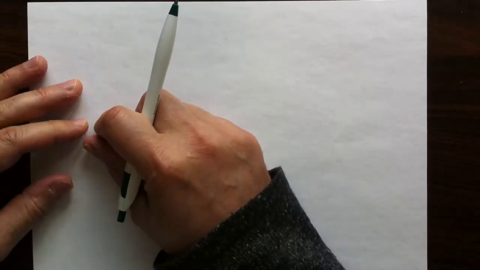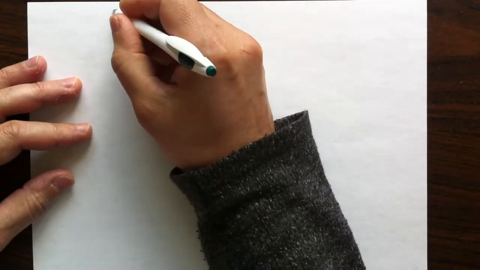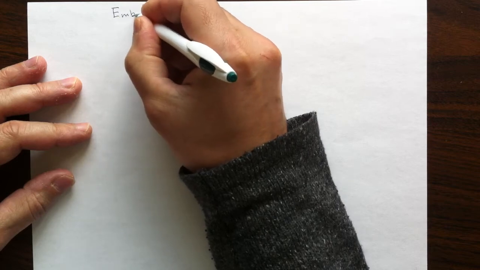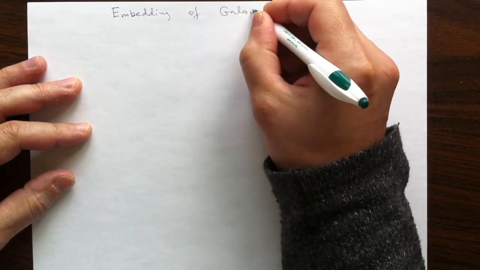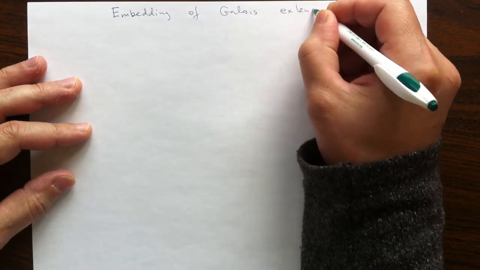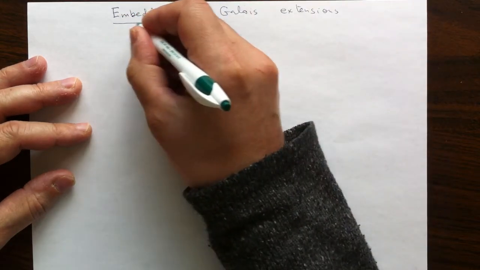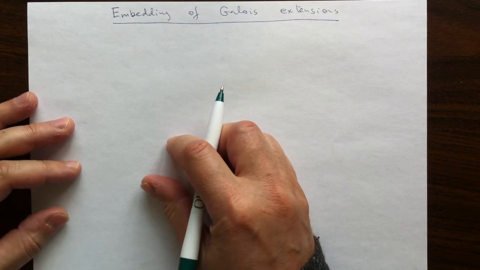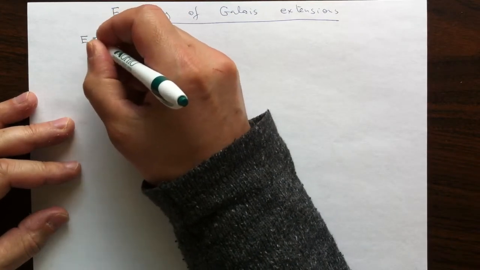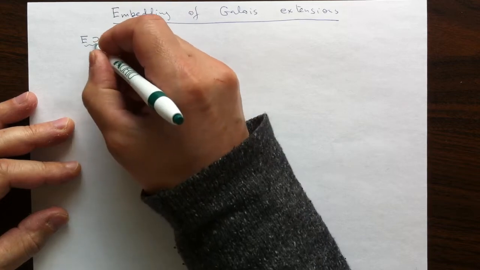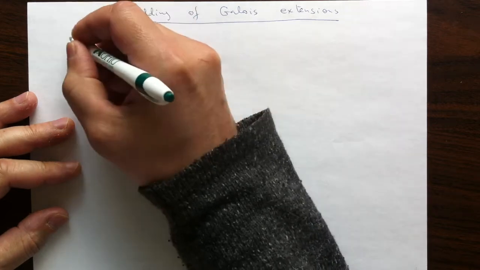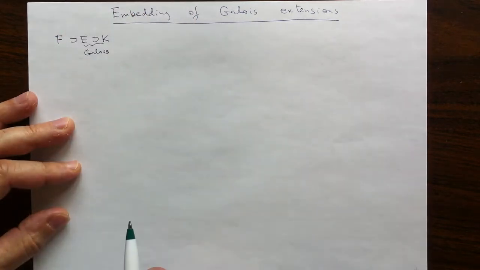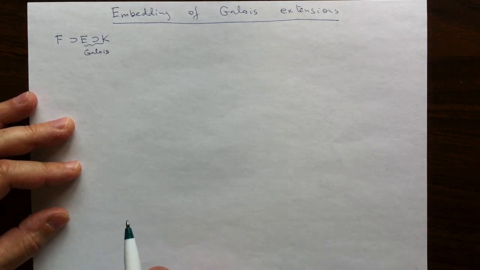Hello, in this video I'll talk about a special property of Galois extensions with respect to embeddings in larger fields. So let me start with a Galois extension E of my base field K. And imagine that I have a larger field F containing E.